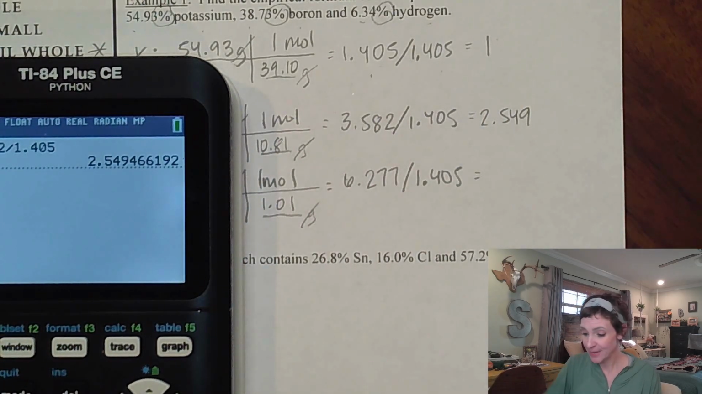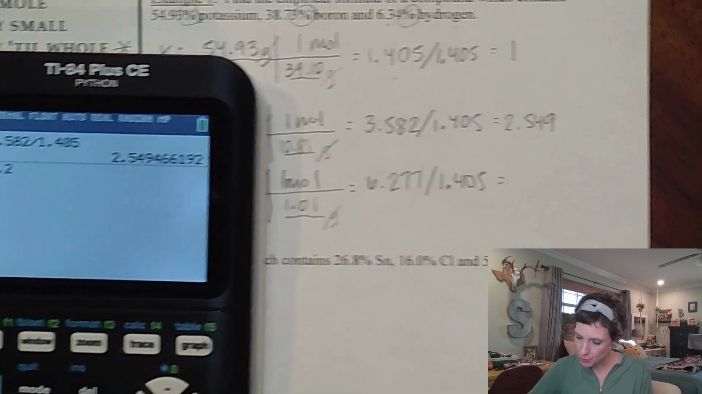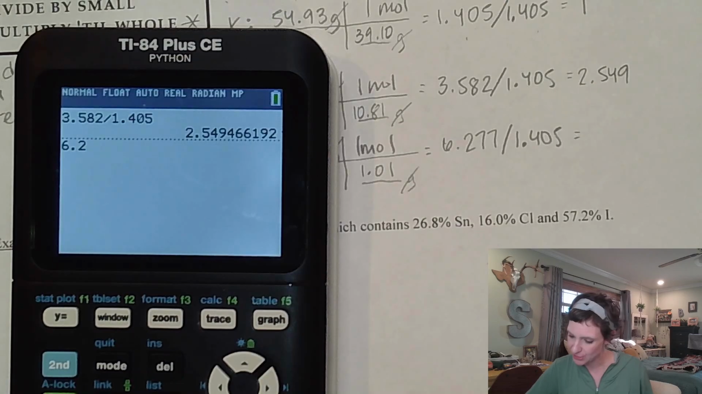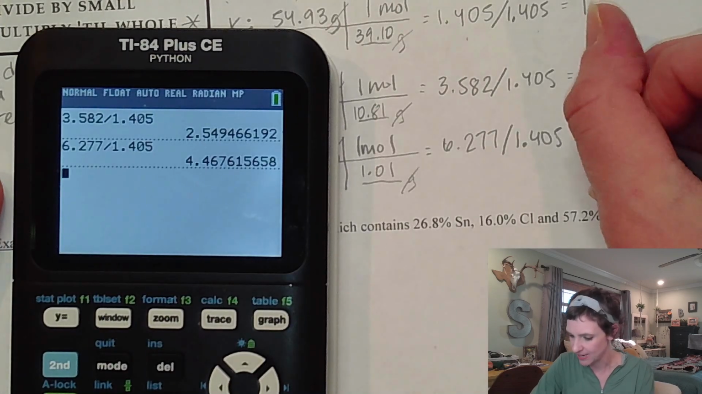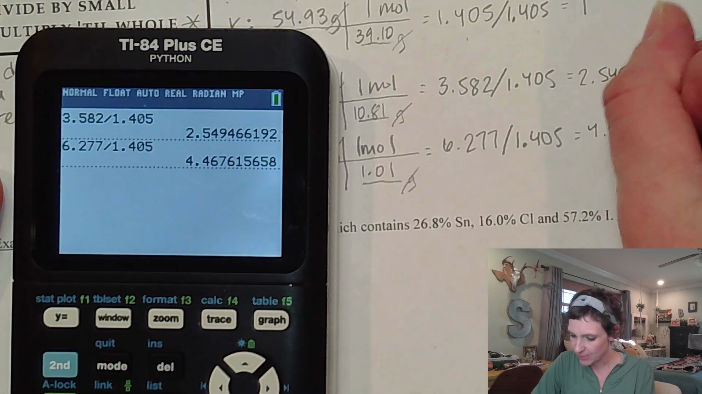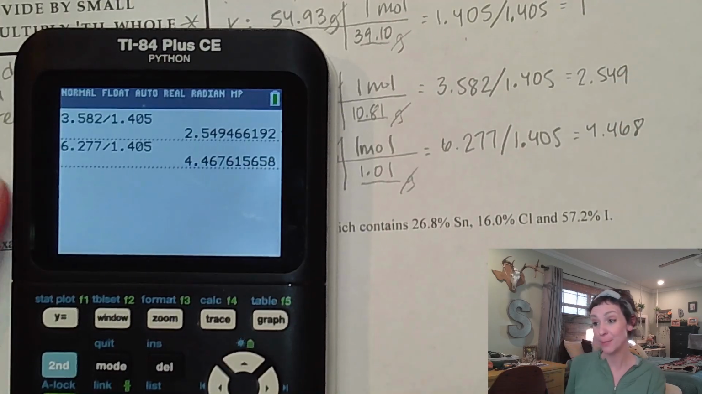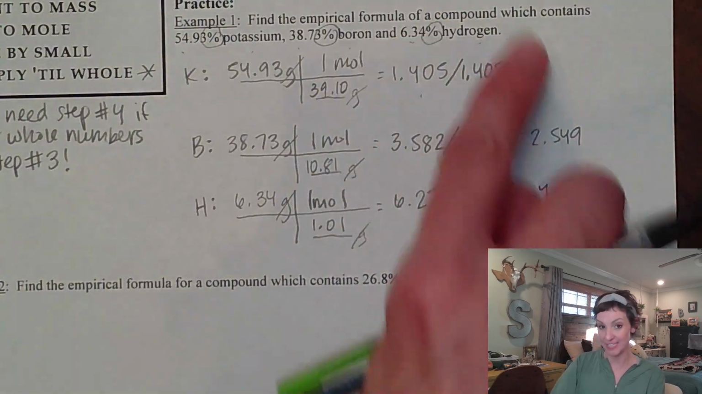And then finally, my last guy, 6.277 divided by 1.405. Please be a whole number. Please be a whole number. Oh, that is not close to 4. That is not close to 5. That is pretty much 4.5. Oh my gosh, you guys. It looks like we're going to have to execute step number 4 because I did not get basically whole numbers here.